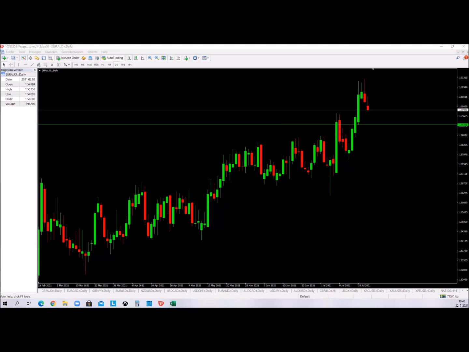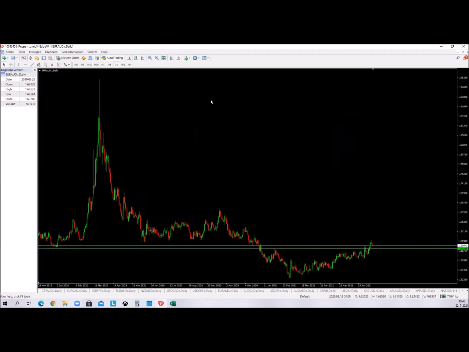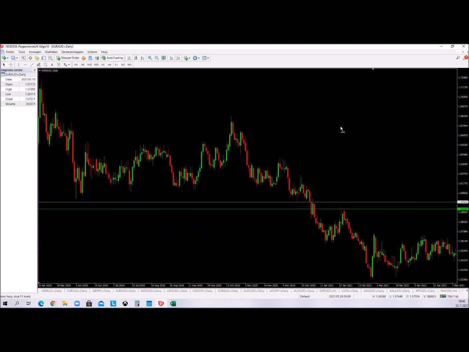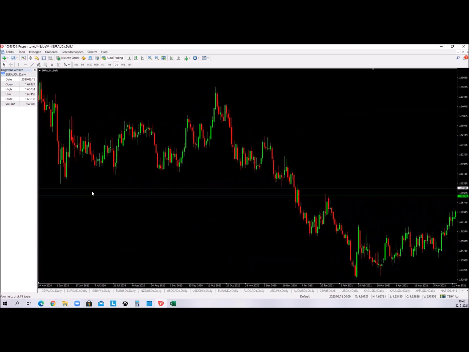Now let's go over the trade we took, or at least I took, in the Euro Aussie. First of all, we are at a bit of structure here. As you can see, lows, lows, lows, lows, lows, lows, lows, supply area, high taken out. So a lot of important points on the chart.